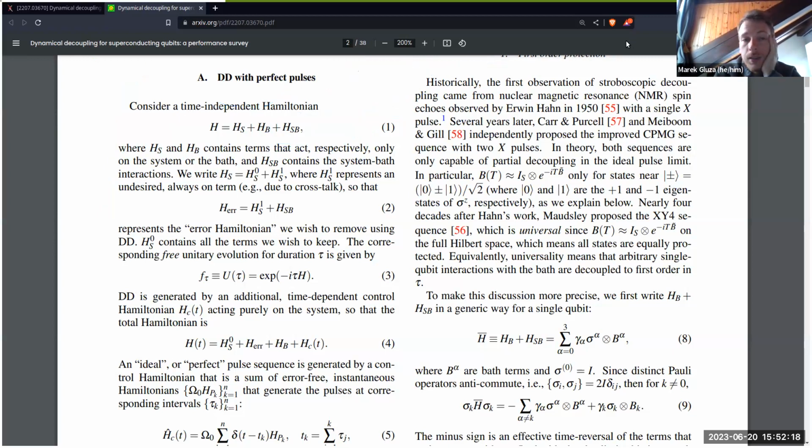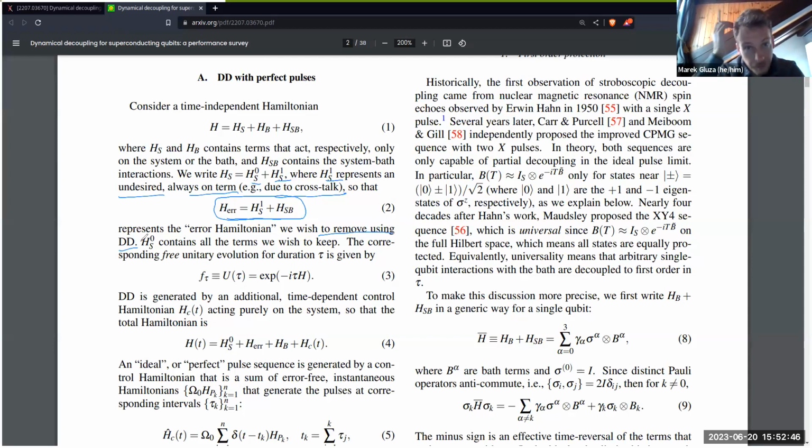It's a very generic setting. You will often find this kind of stuff. Okay. So we write HS, which is HS0 and HS1, where HS1 represents an undesired always-on term due to crosstalk, so that H error is exactly this, and you want to cancel this stuff. So this represents what we wish to remove using DD.